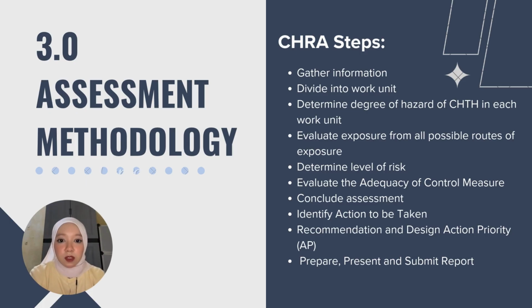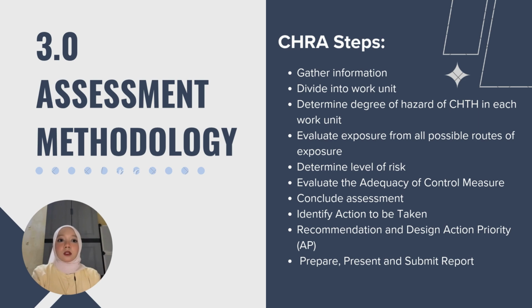Hi, I am from UiTM Shah Alam and I will present about assessment methodology. The steps in the chemical health risk assessment according to the CHRA manual 2017 are these 10 CHRA steps, which are gather information, divide into work unit, determine degree of hazard of CHTH in each work unit, evaluate exposure from all possible routes of exposure, determine level of risk, evaluate the adequacy of control measure, conclude assessment, identify action to be taken, recommendation and design action priority AP, and lastly prepare, present and submit report.